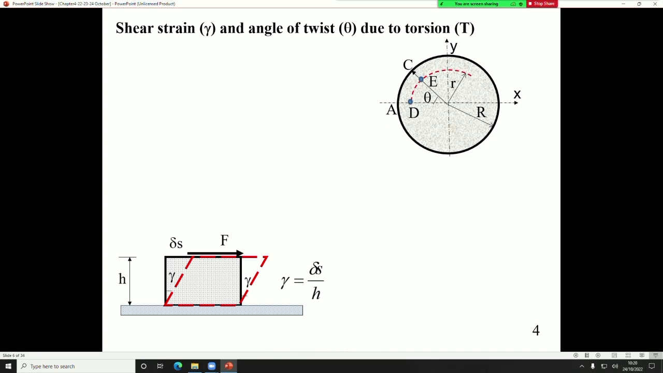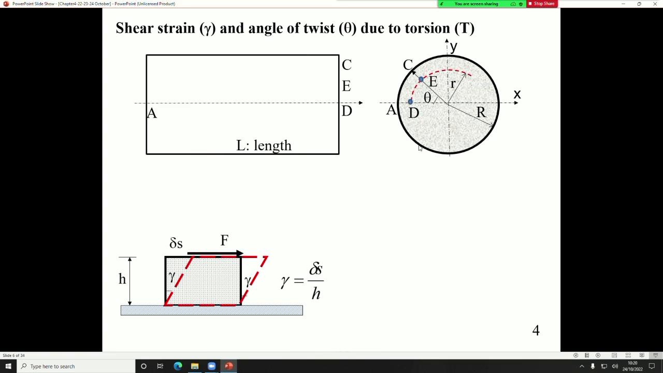Now, as I said earlier, we assume the cylinder is made of a series of metal fibers which are stuck tightly together. I'm looking at a fiber which is located at a distance of R from the center. Again, this is going to move to a new position. You can see this point moves to E. So DE is the shearing displacement of this metal fiber.